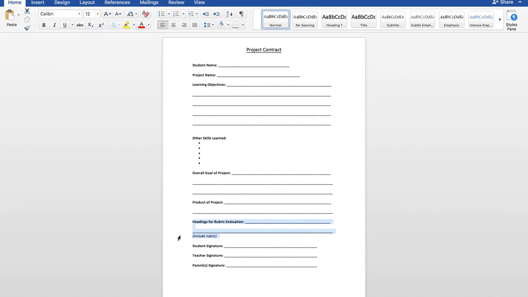Then it has a place for student, teacher, and parent signature. And again, that kind of creates the triumvirate of the people involved in this, the people that are entering into this deal. So in a nutshell, that is why I use student contracts and how I use student contracts.